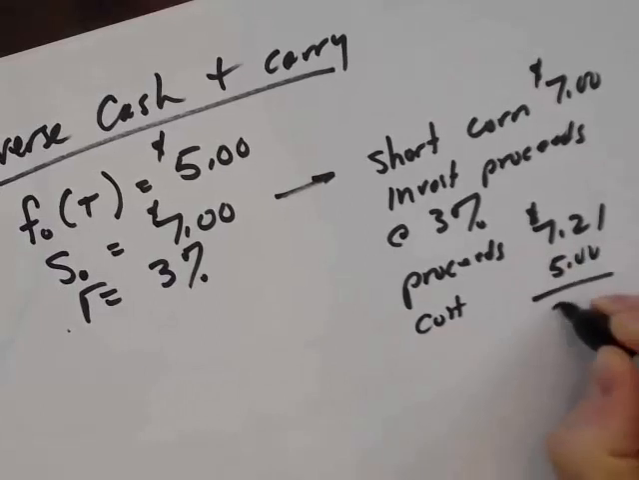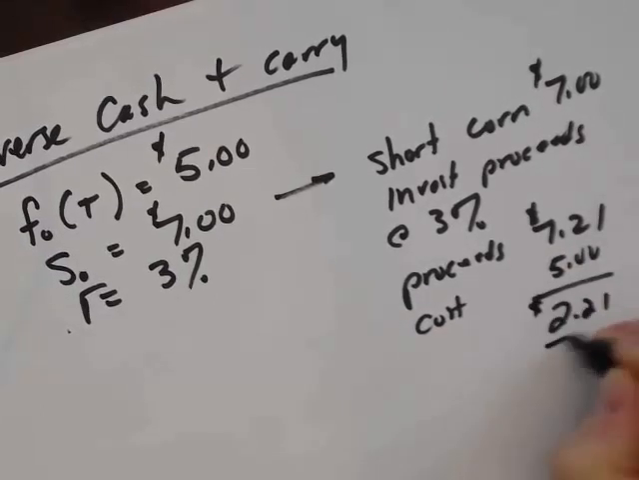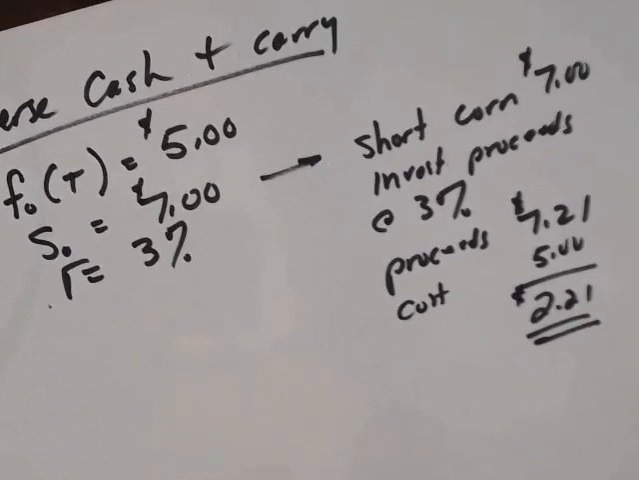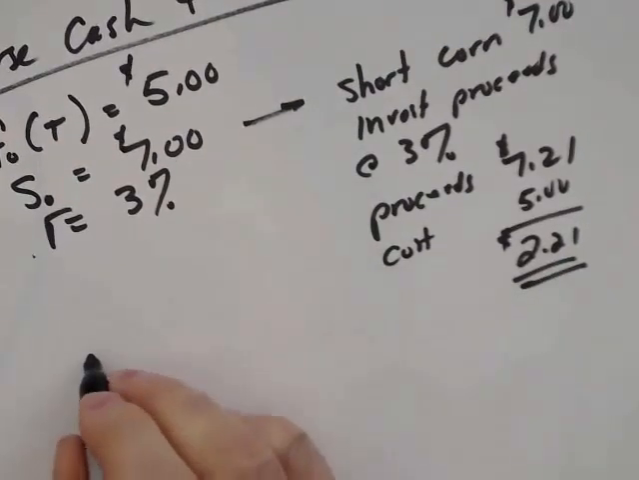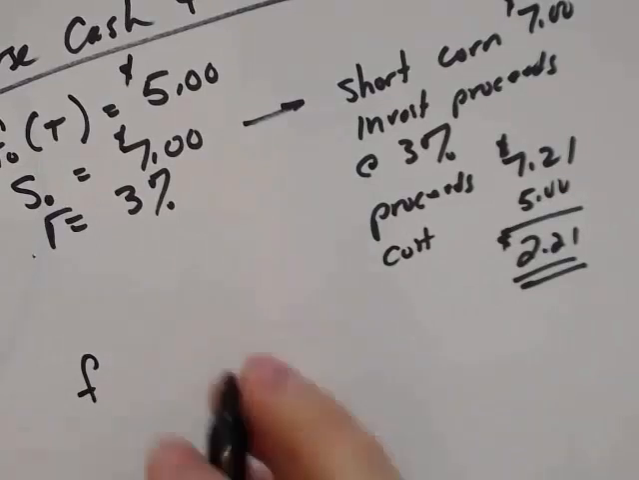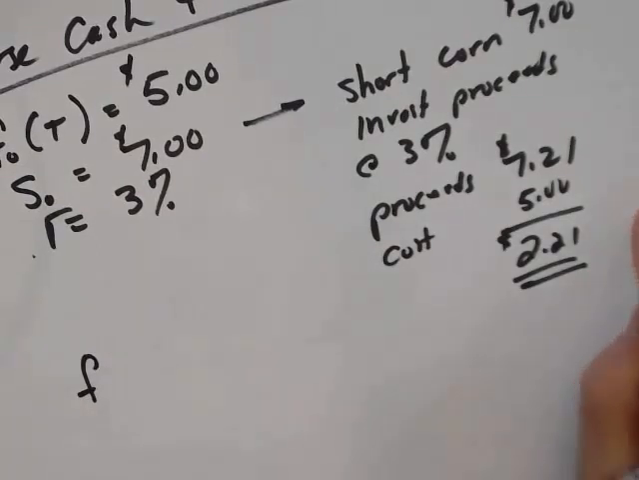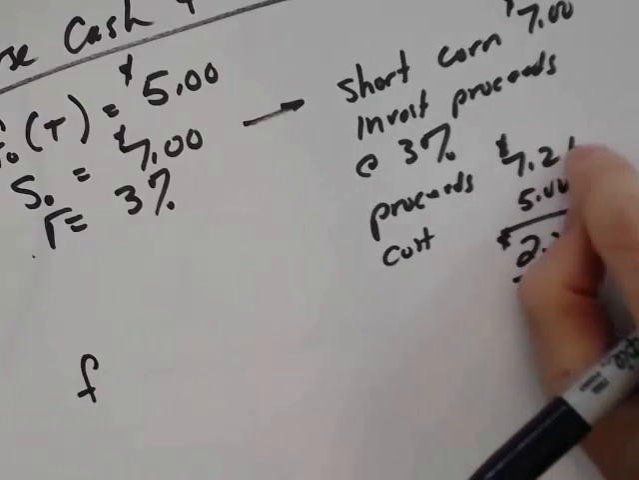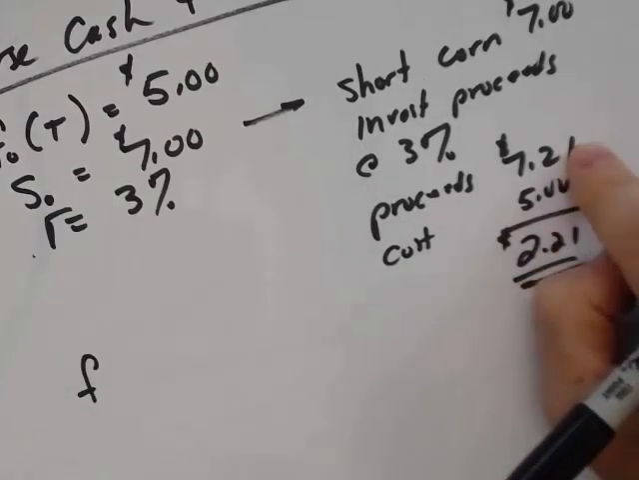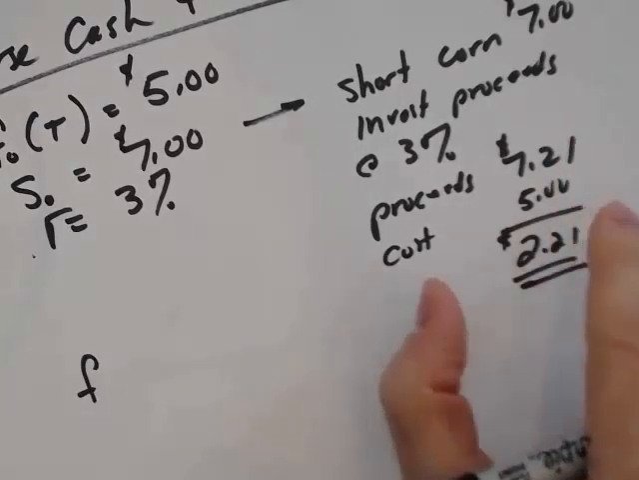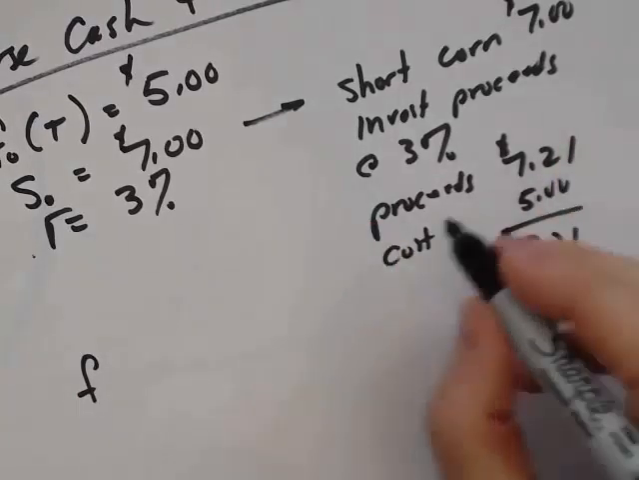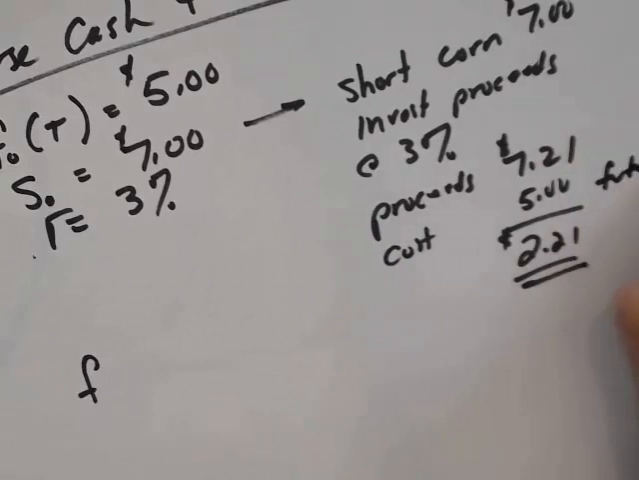So we end up making $2.21 a bushel on this situation. Well, that can't be in an efficient market. So what we're establishing here is the futures price has to be greater than or equal to the cost to carry. Okay, well this is the futures price here. The futures price here has to be greater than or equal to this price.